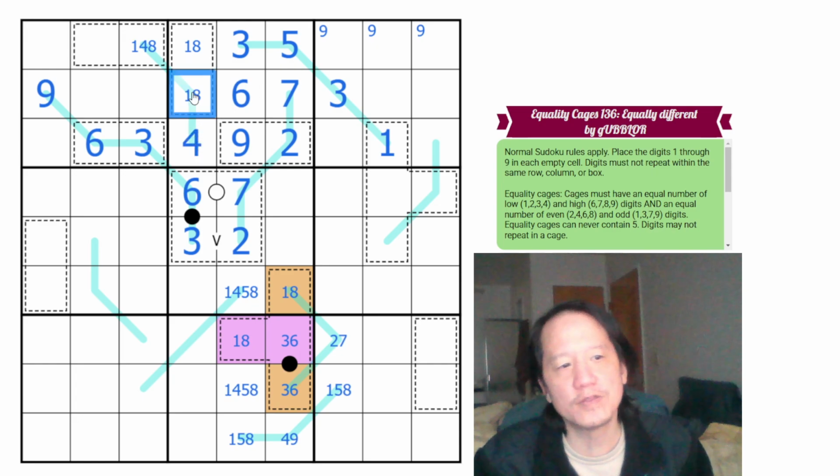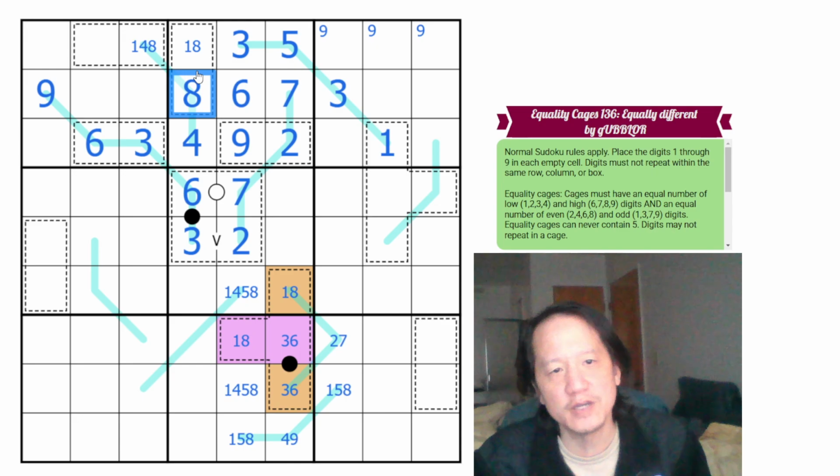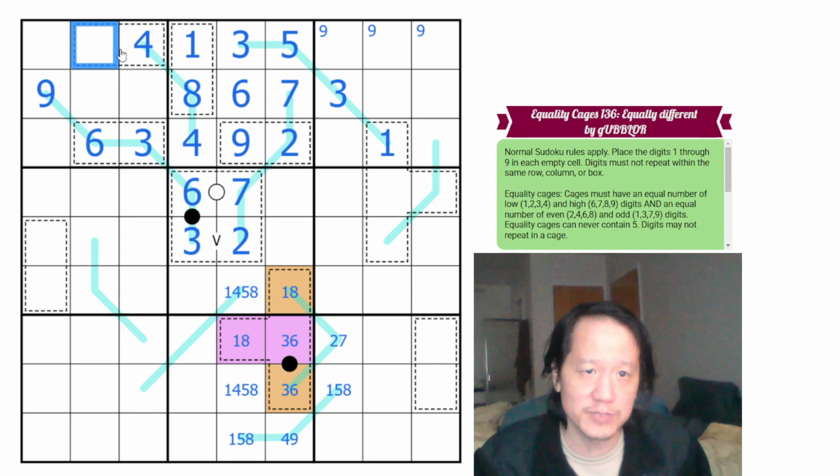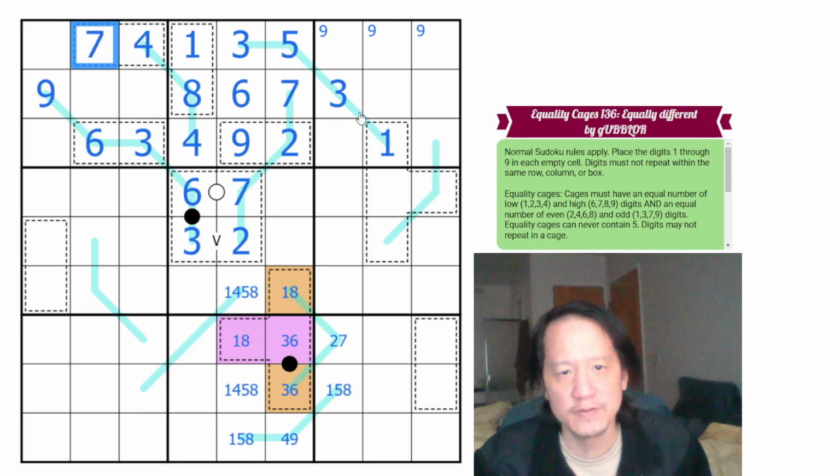4 cannot be in the 3 difference line with 1 because we already have a 3 difference line. Therefore, this must be 8, which makes this a 1, which makes this 4 to be 3 difference away from that. This now has to be a high digit, and it has to be odd. Well, 9 is no longer available, so this must be 7.